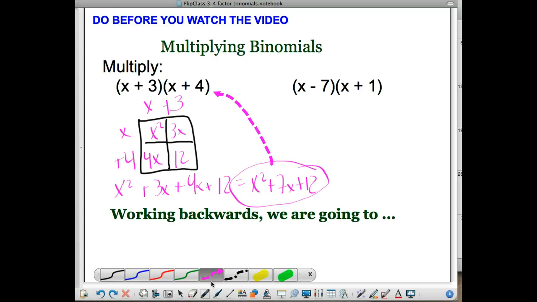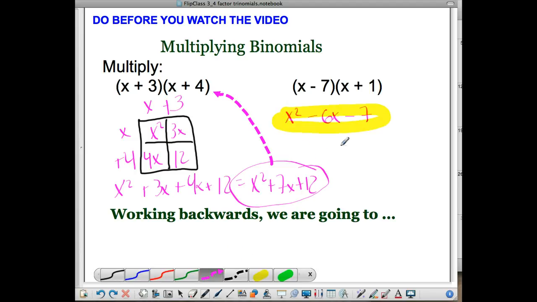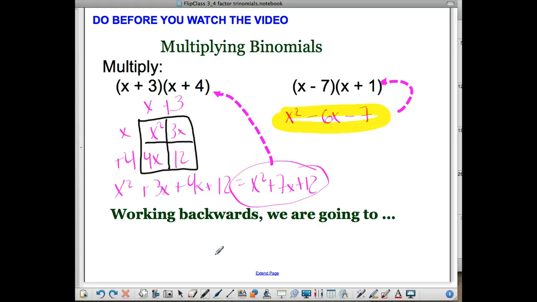So had you done this one, you would have x squared minus 6x minus 7 should be the answer. Alright, so what we're going to be doing today is give you a problem like this, and you're going to have to end up with this here. That's our answer now. Okay.